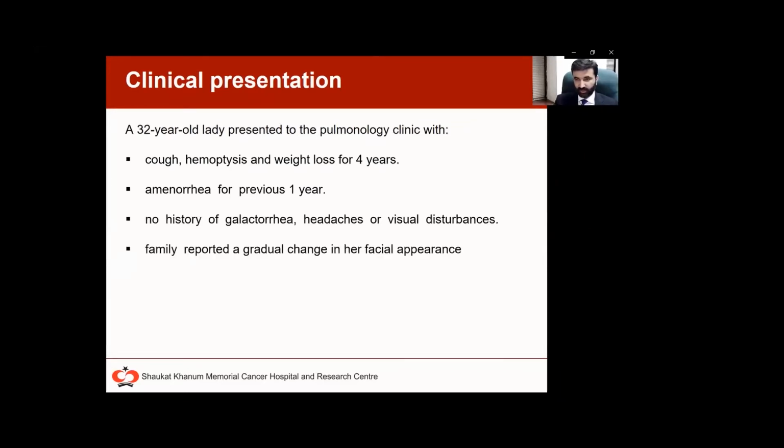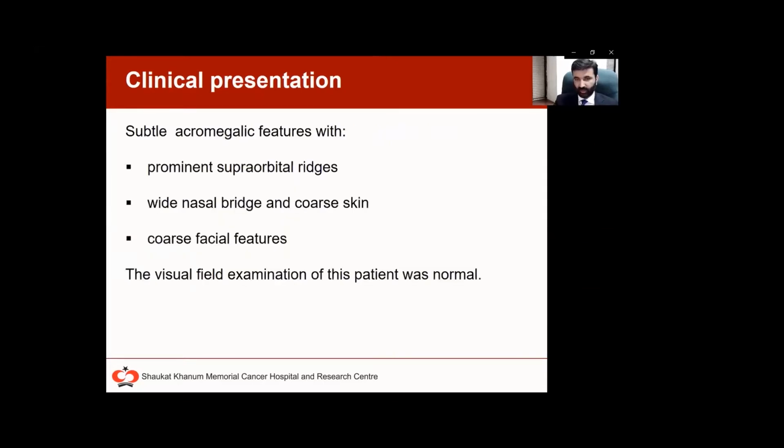Family reported a gradual change in her facial appearance, and she had never smoked in her life. There were subtle acromegalic features noticed in the clinic, and there were prominent supraorbital ridges, there was wide nasal bridge with coarse facial features, and the visual field examination of the patient was normal in the clinic.